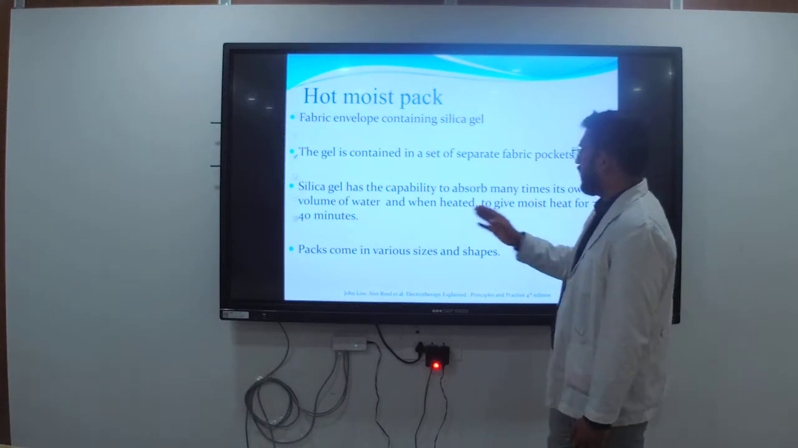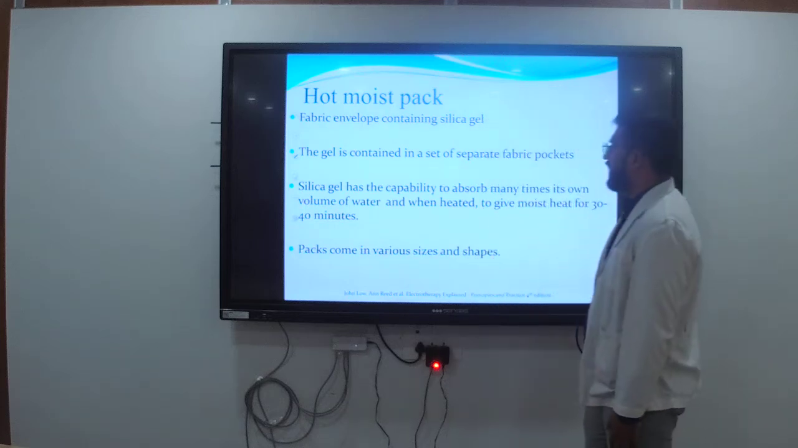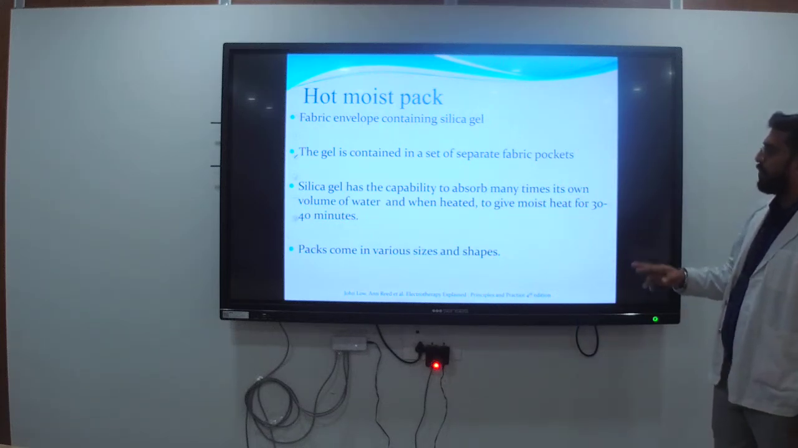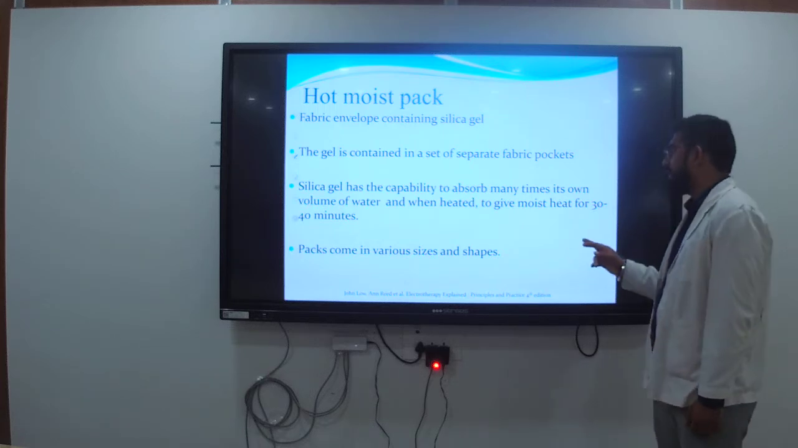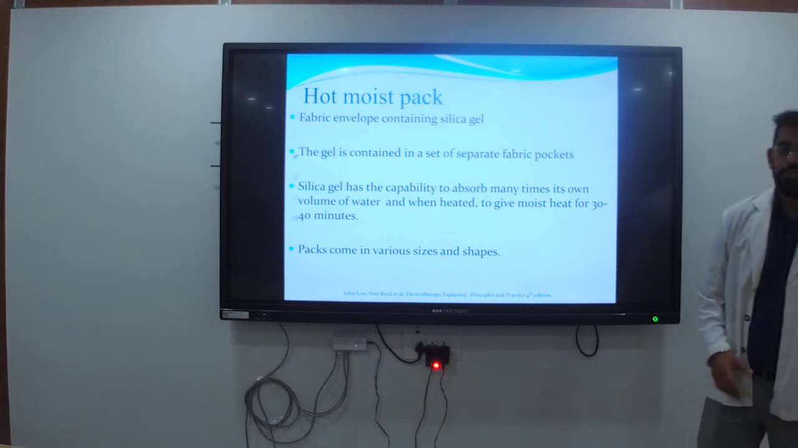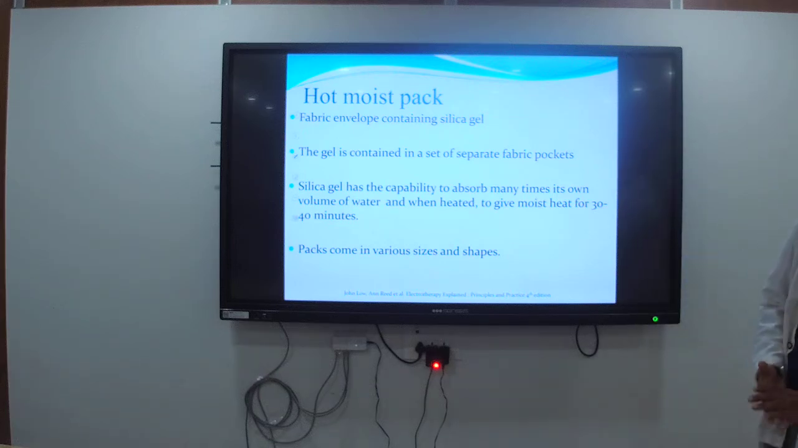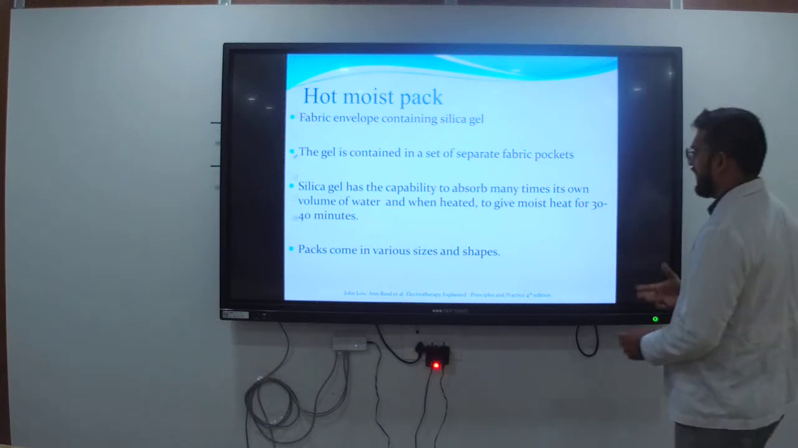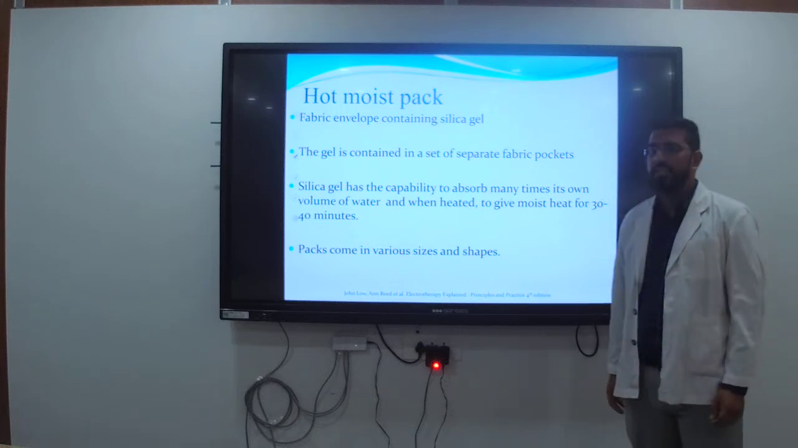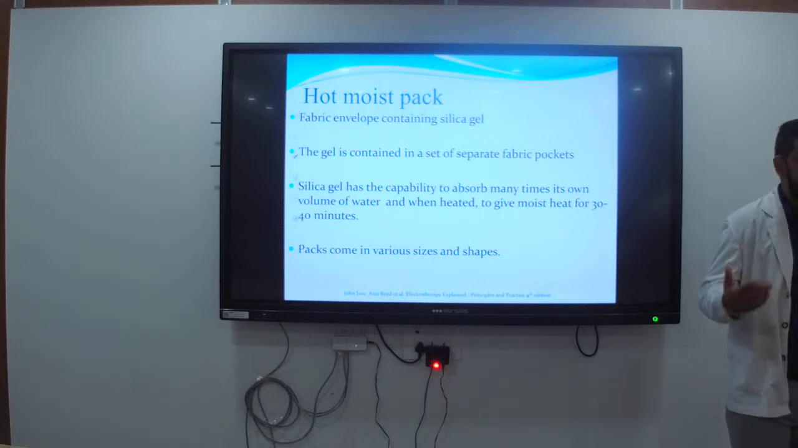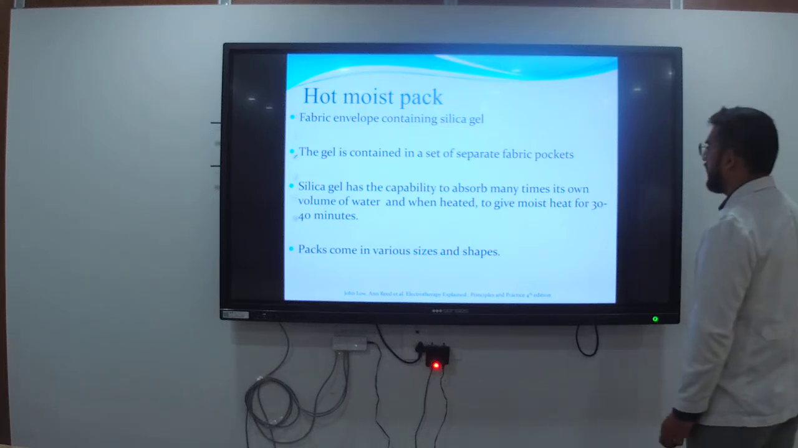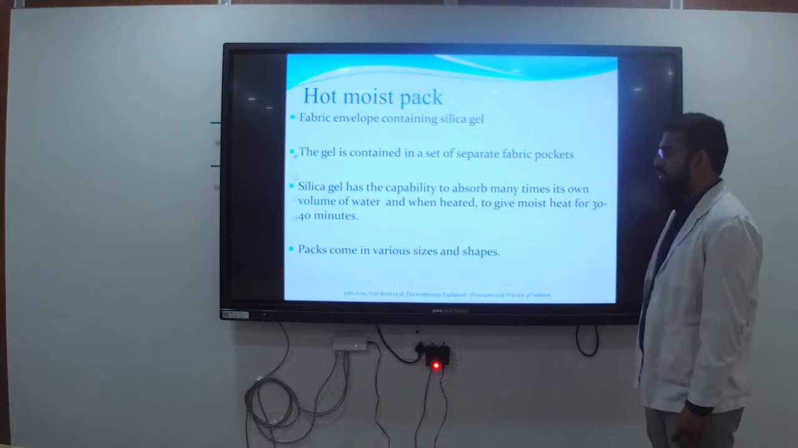Now, silica gel has the capacity to absorb many times its own volume of water and, when heated, give moist heat for 30 to 40 minutes. It depends how much you are heating the silica gel. Ideally the heat lasts for 10 to 15 minutes, but you can heat the silica gel again at a more increased temperature, and it can retain the heat for around 30 to 40 minutes.